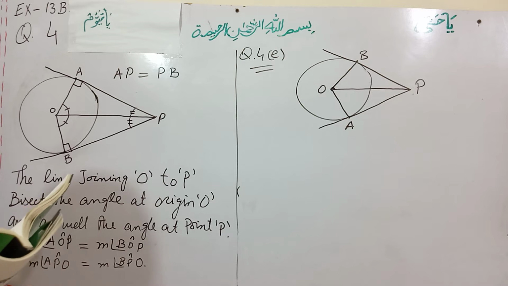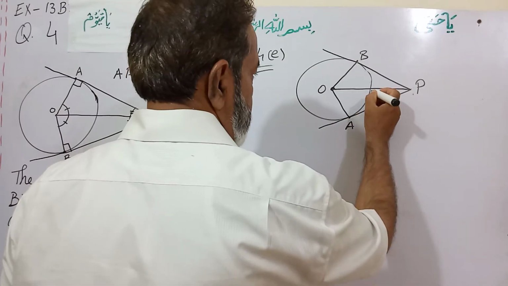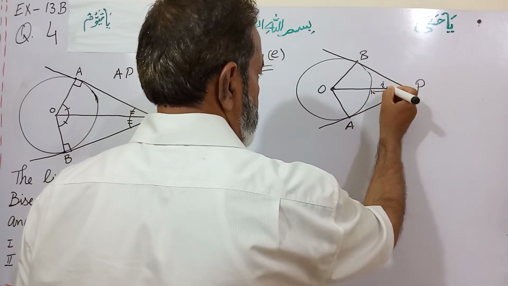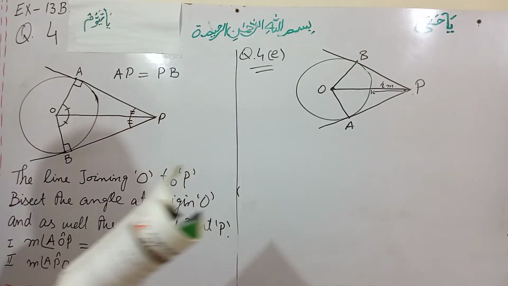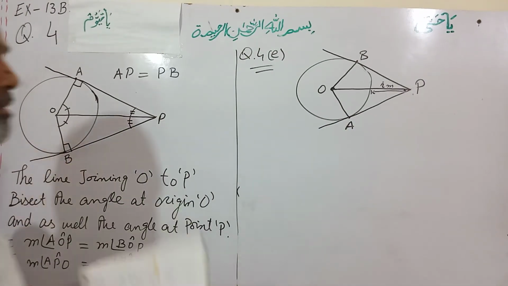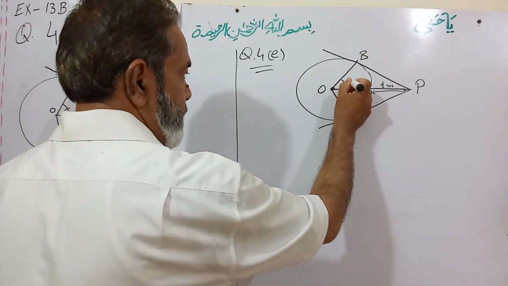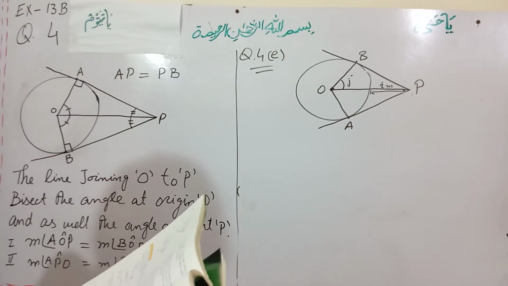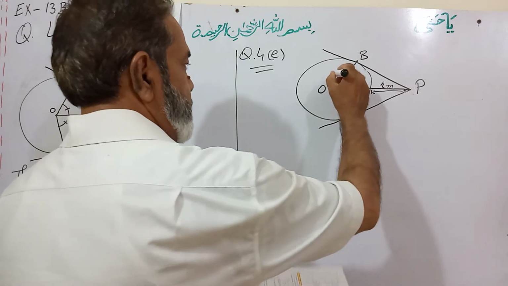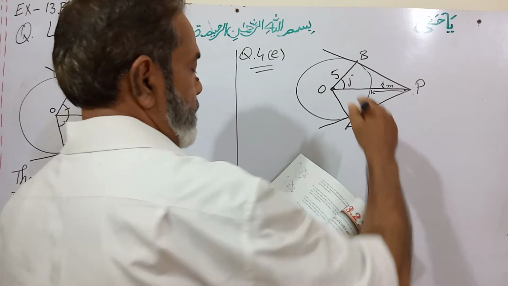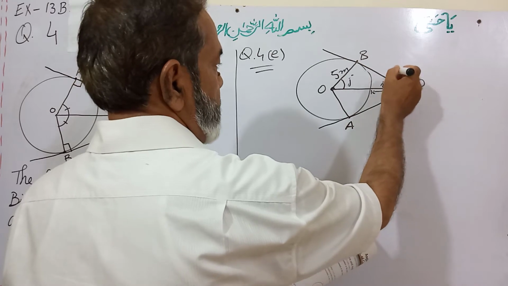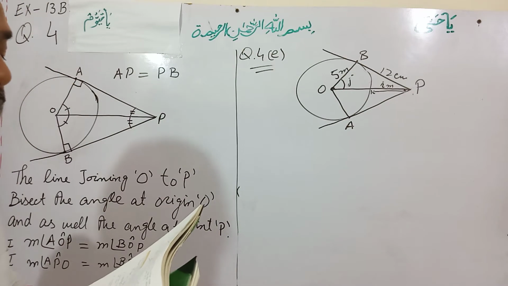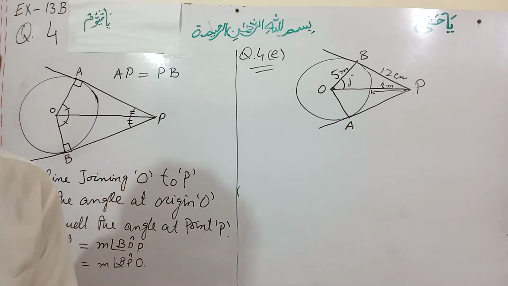He has given this length I meters and this angle is J degrees. And the length OB is 5 meters and BP is 12 meters. So we want to find both J and I.